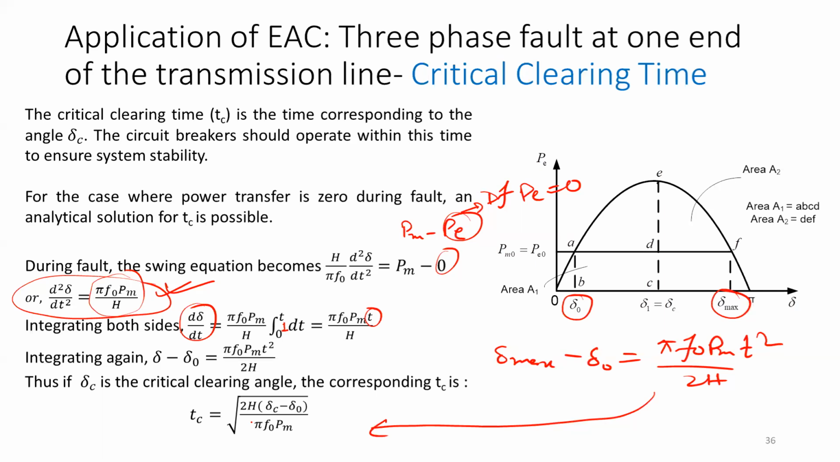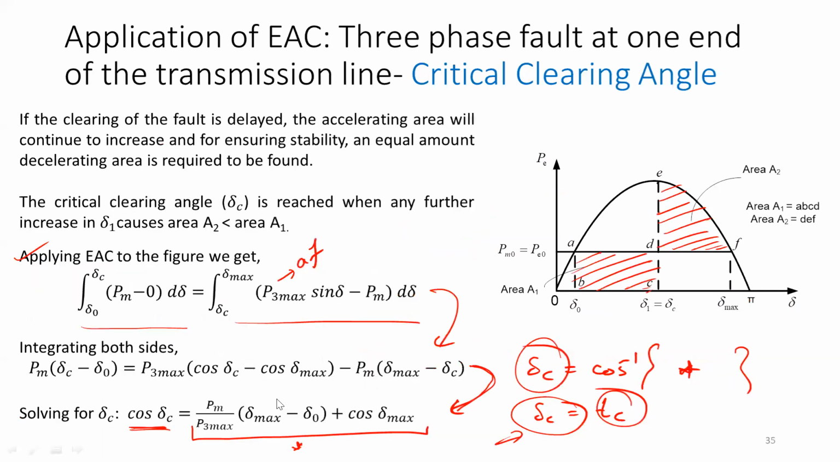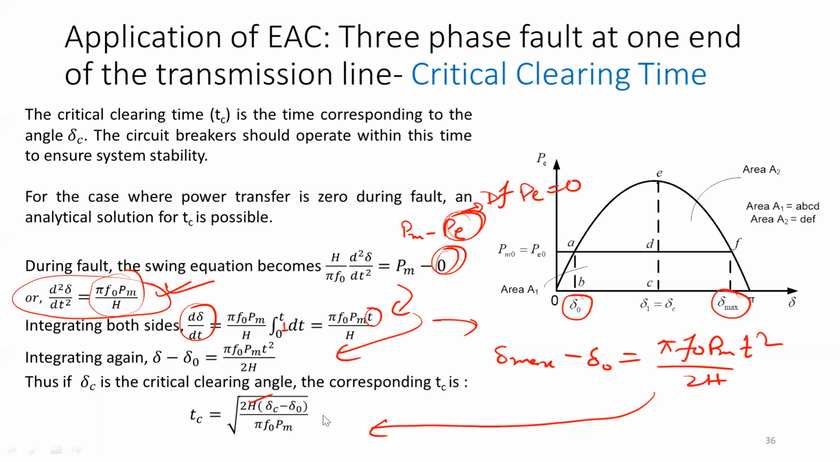There was only one assumption, that PE was taken as 0 during the fault. From there it is simple integration, plugging in the values, then changing the side. That's it. Now you look at this TC: your H is constant. You need to know your clearing angle from the previous slide. So from here, you will know your clearing angle. You will always know your initial operating angle. Pi is fixed, F naught is fixed, PM is fixed. And thus you can calculate your critical clearing time.